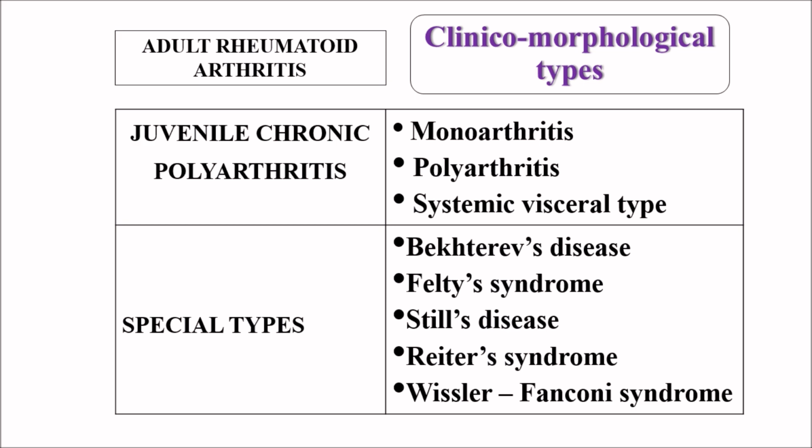There are some clinical morphological types of rheumatoid arthritis, such as adult rheumatoid arthritis and juvenile chronic polyarthritis, which also has three types: monoarthritis, polyarthritis, and the systemic visceral type. And there are special types of rheumatoid arthritis, such as Bechterew's disease or ankylosing spondyloarthritis, Felty's syndrome, Still's disease, Reiter syndrome, Wissler-Fanconi syndrome.